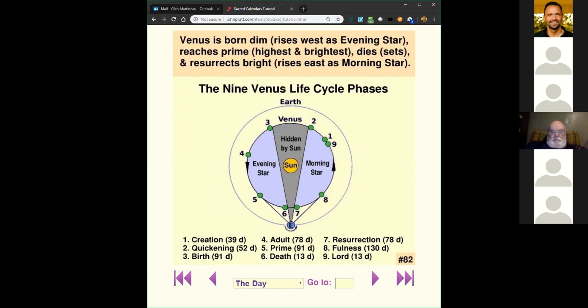I call it fullness because it's bright, and it's going to tie to fullness of the priesthood. I try to use double meanings on these names, the ones I had to supply. Some were given by the Aztecs. The only ones given by the Aztecs were birth, death, and resurrection.